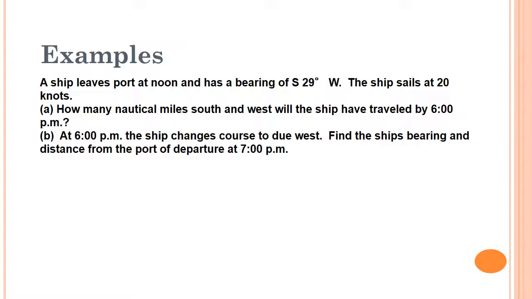A ship leaves port at noon and has a bearing of south 29 degrees west. The ship sails at 20 knots. How many nautical miles south and west will it travel by 6 p.m.? At 6 p.m. it changes course to due west. Find the bearing and distance from the port of departure at 7 p.m.